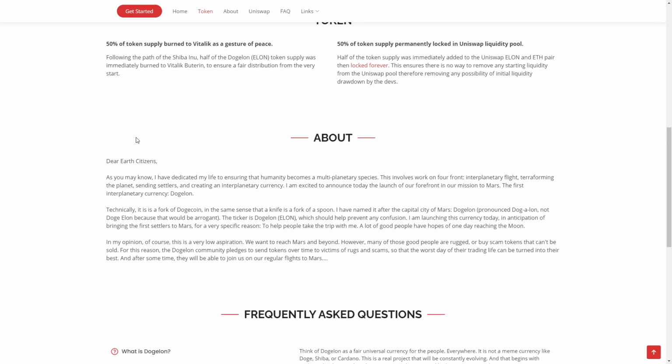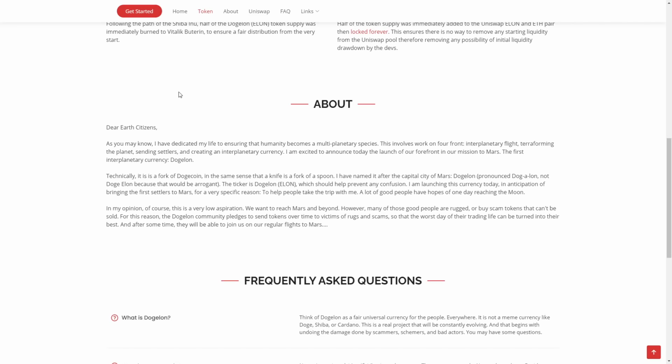It says, "Dear Earth citizens, as you may know, I have dedicated my life to ensuring that humanity becomes a multiplanetary species. This involves work on four fronts: interplanetary flight, terraforming the planet, sending settlers, and creating an interplanetary currency." So it looks like Dogelon is going to become the interplanetary currency for us. "I'm excited to announce today the launch of the forefront in our mission to Mars, the first interplanetary cryptocurrency, Dogelon."